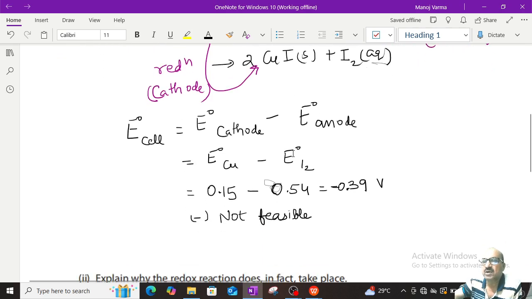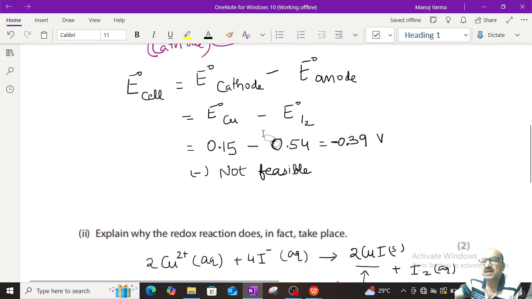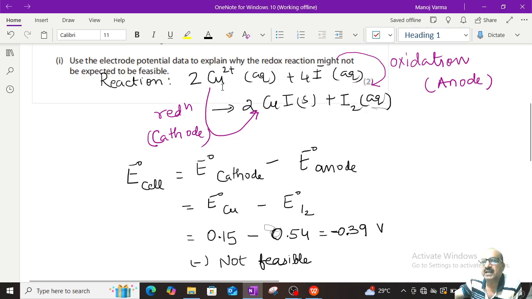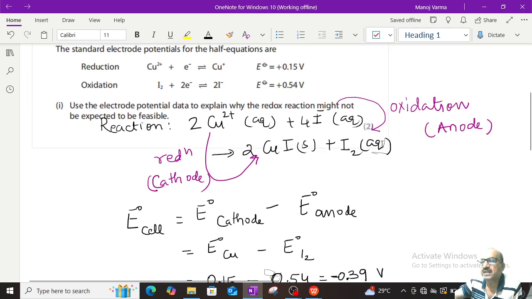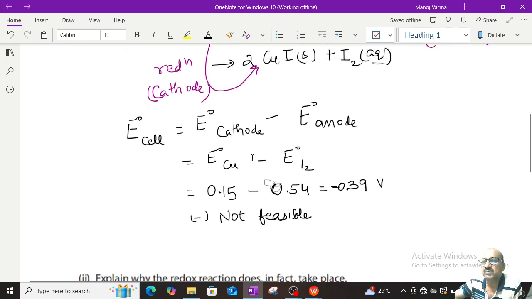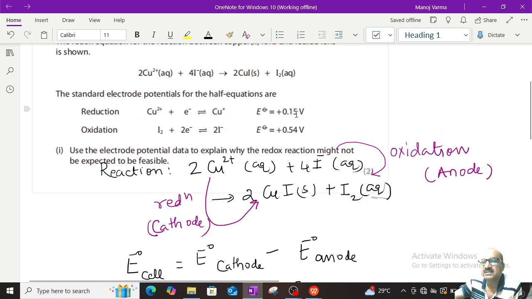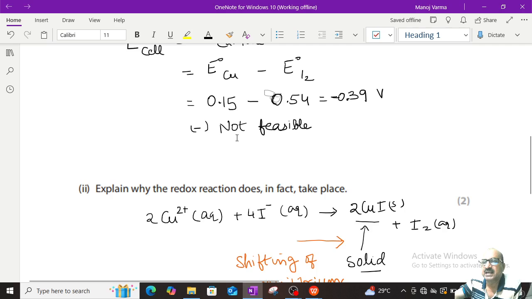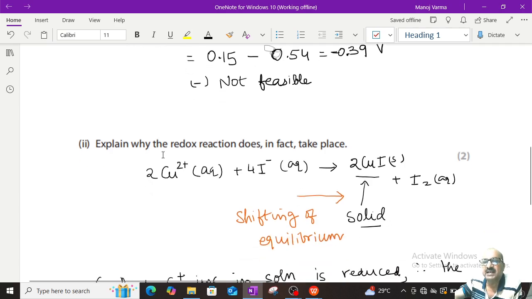So remember that in order to find out whether the reaction is feasible or not, you must take the anode electrode potential and subtract it from the cathode electrode potential. In this case, the cathode is the copper electrode and the anode is supposed to be the iodine electrode. So when you use that formula, you get 0.15 minus 0.54, that is copper minus iodine, that is the cathode minus the anode, and now you get a negative answer, which means that this reaction is actually not feasible. Because when the E naught cell is positive, then the reaction is feasible, but if it is negative, then it is not feasible. Now further it says that then why the redox reaction in fact takes place.